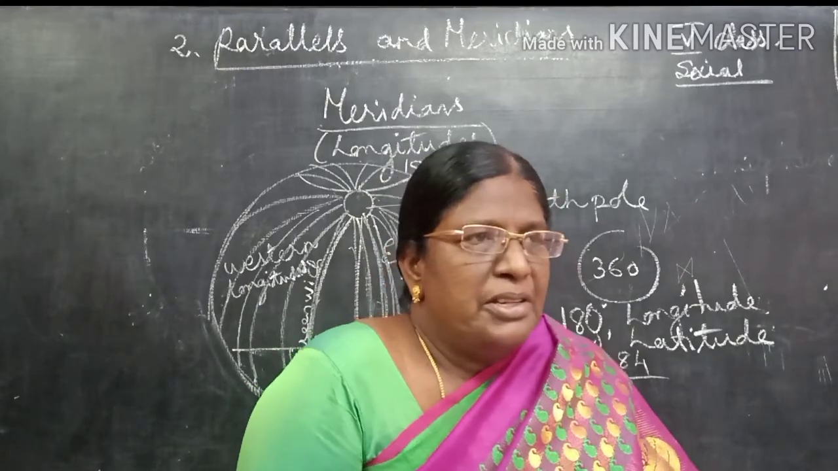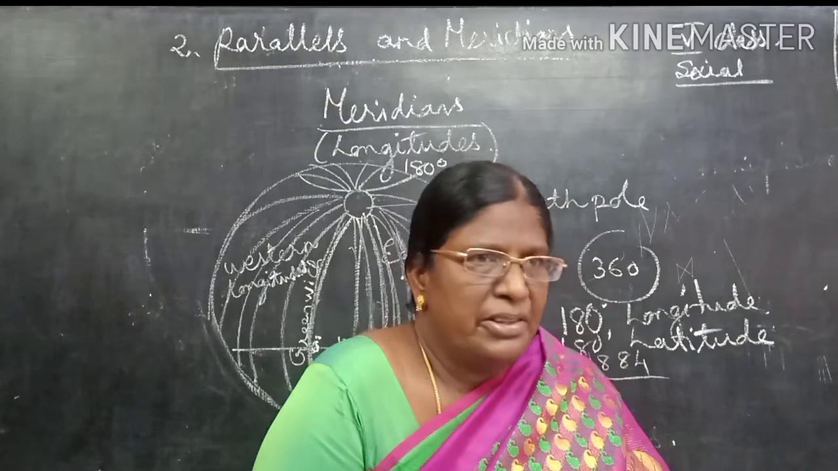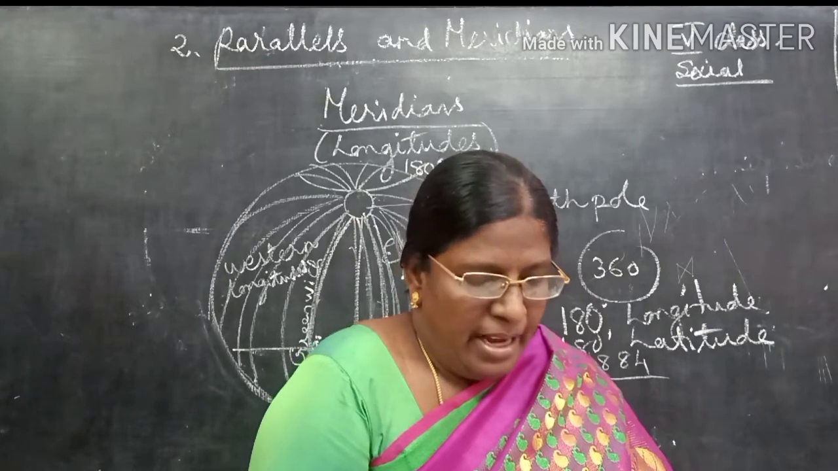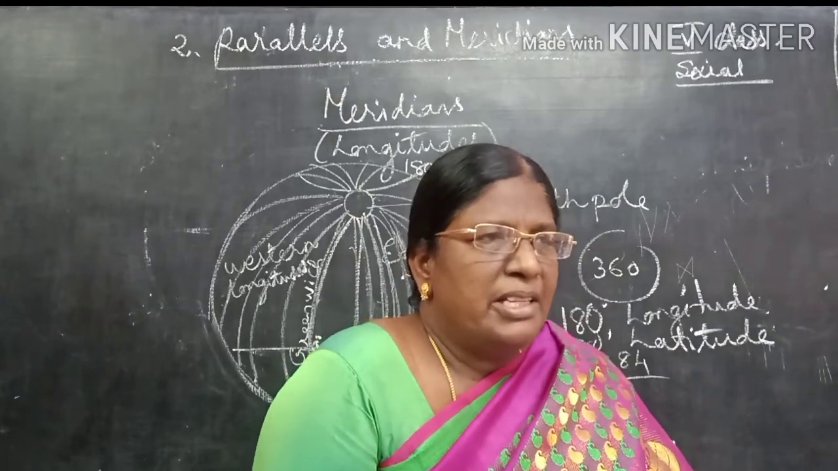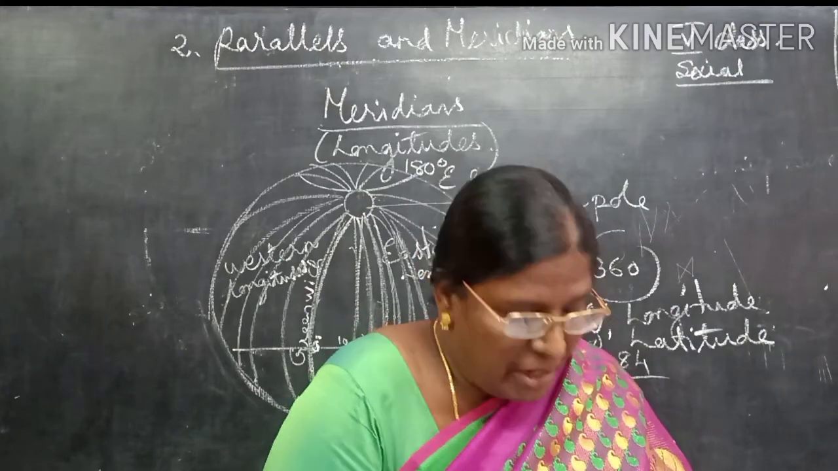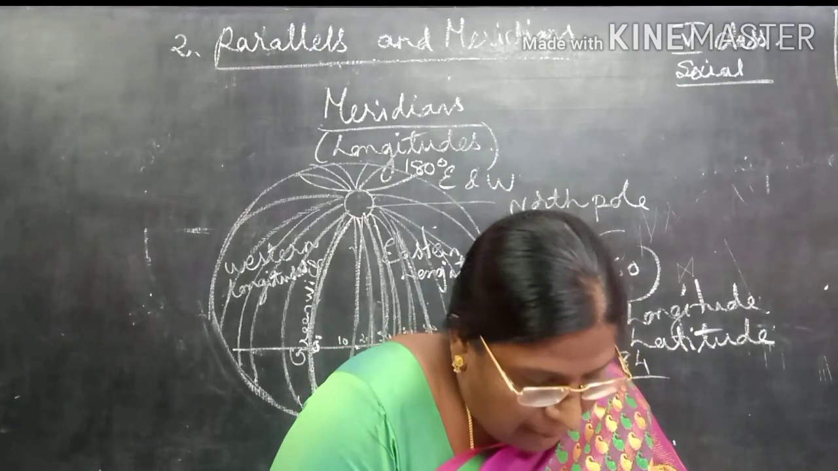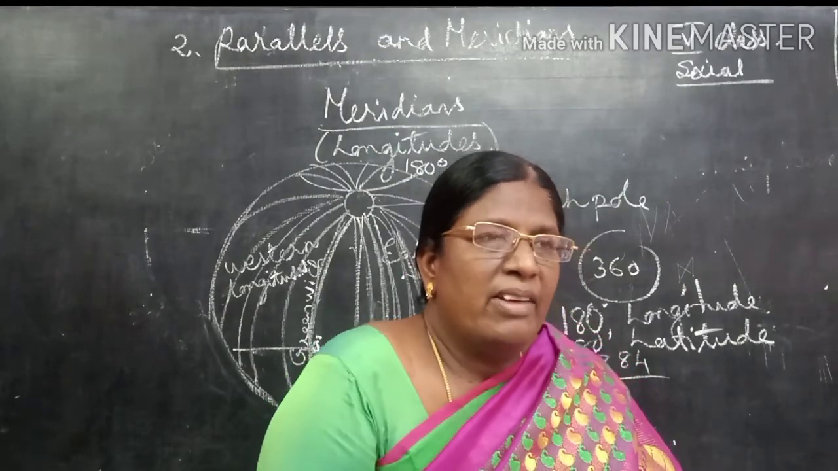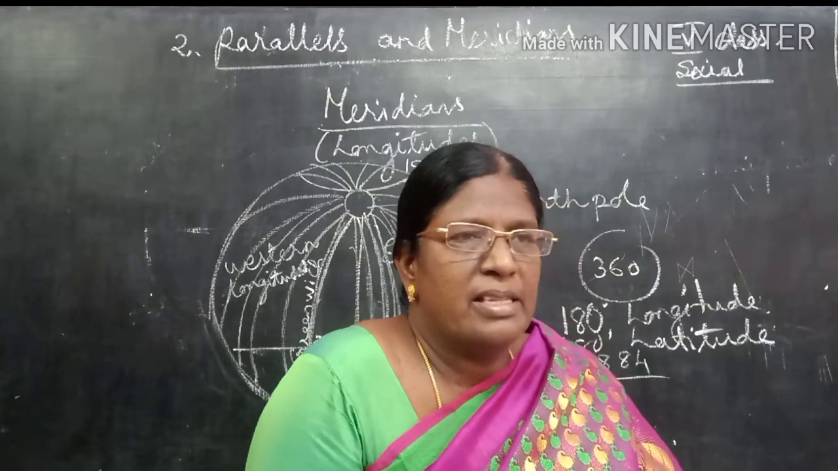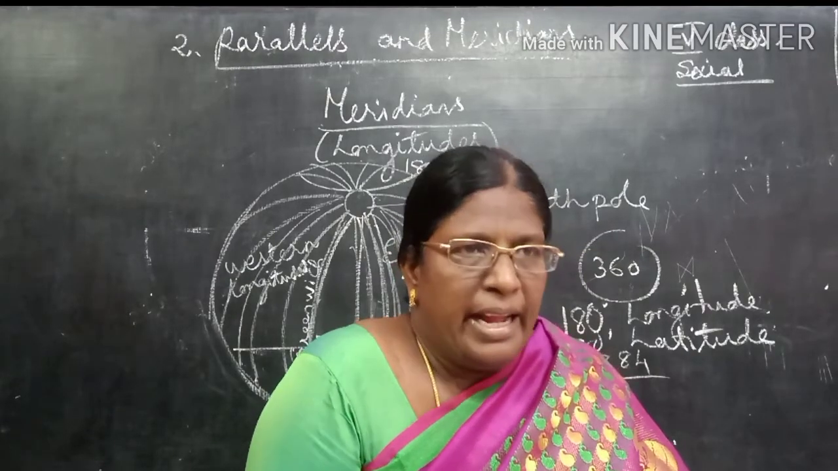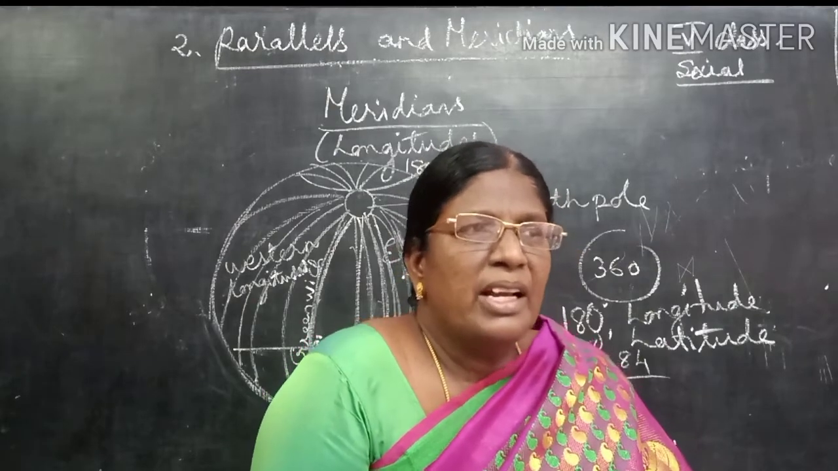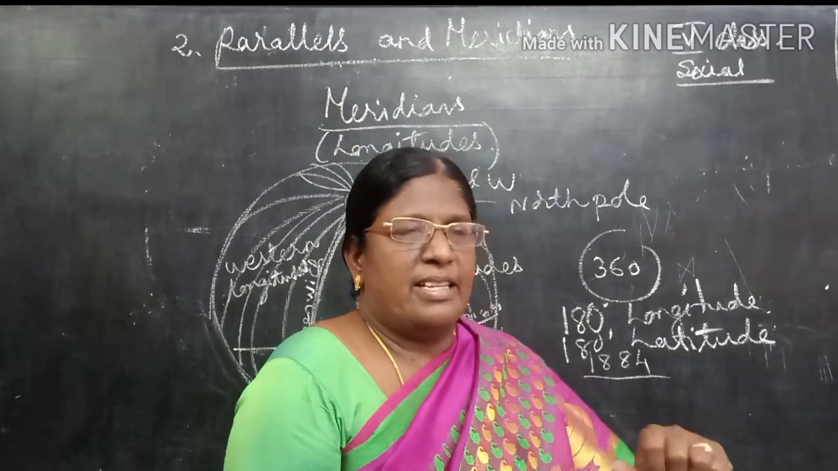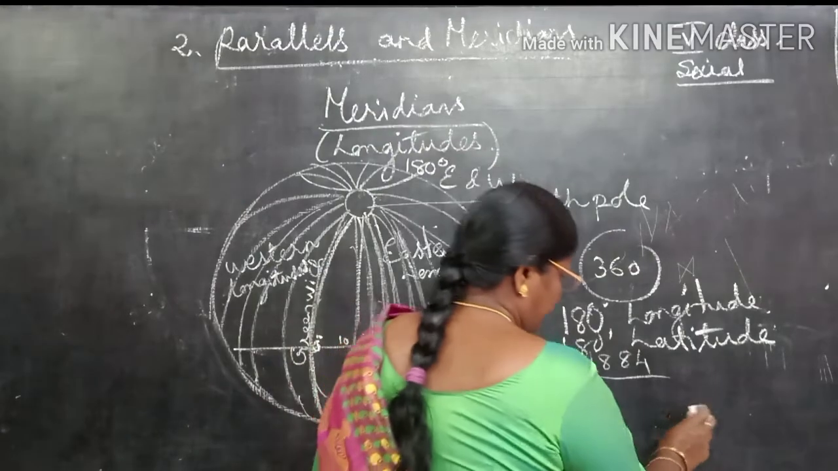Now, latitude lines and longitude lines. Latitude lines are called parallel lines. Longitude lines are called meridian lines. So what is the importance of the latitude lines and the longitude lines? They measure equal distance and equal length. Now on the globe, the latitude lines and the longitude lines both intersect. That is called a grid.